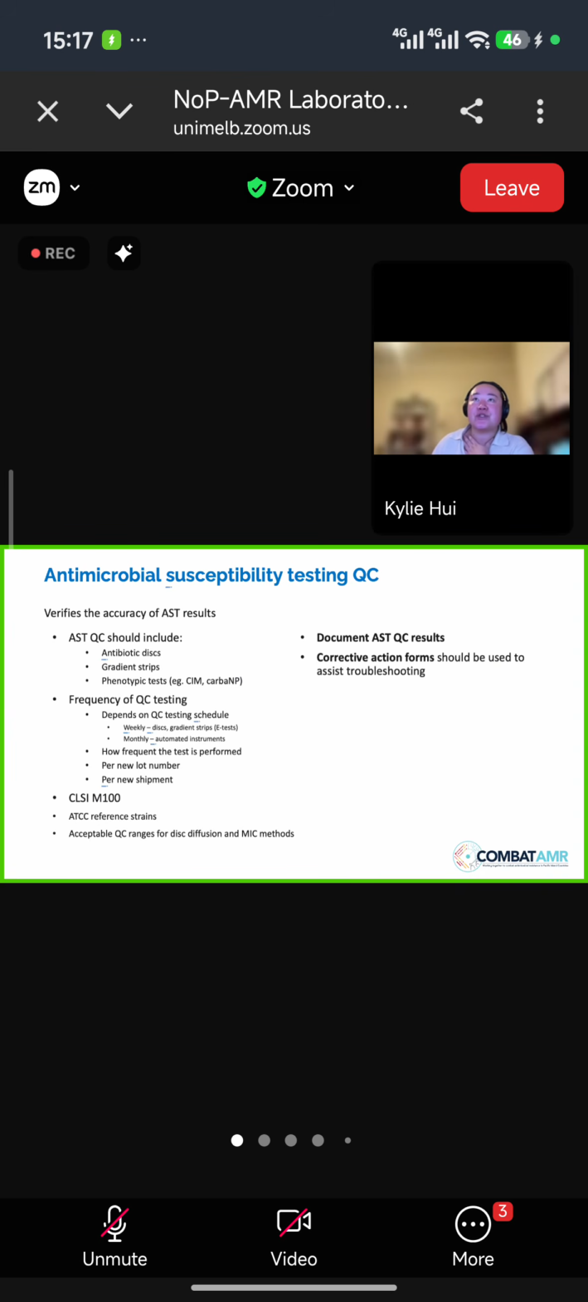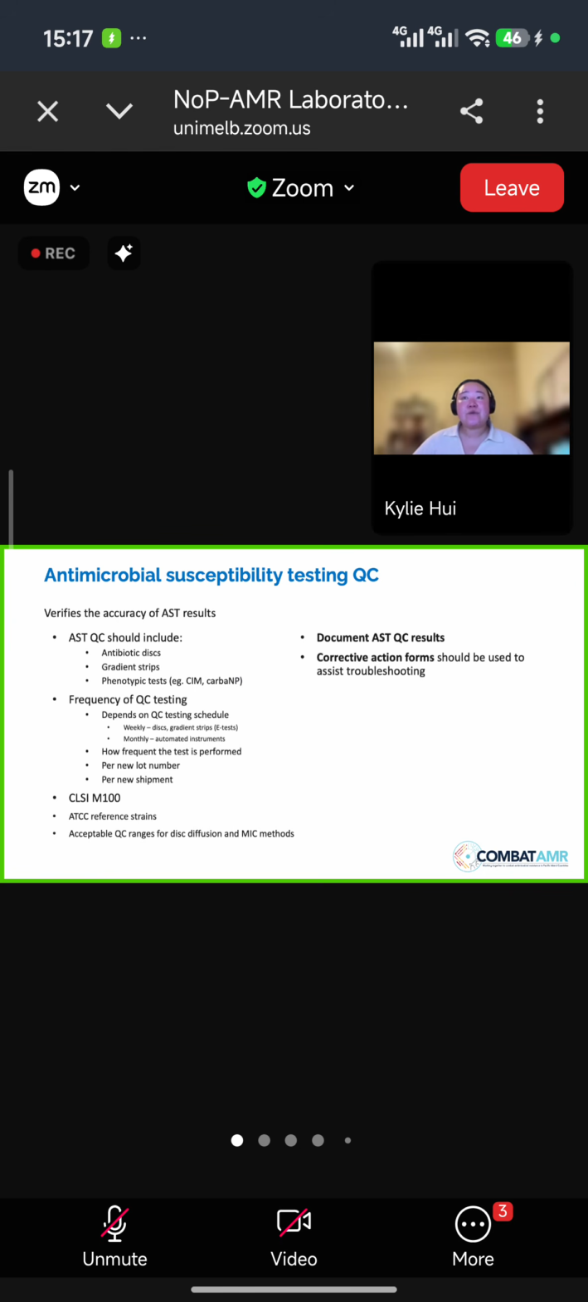So now we're moving on to antimicrobial susceptibility testing QC. So why do we do this? It verifies the accuracy of the AST results. The AST QC should include antibiotic discs, gradient strips, like your E-tests, but also any phenotypic tests that you might do, for example, the carbapenem inactivation method.